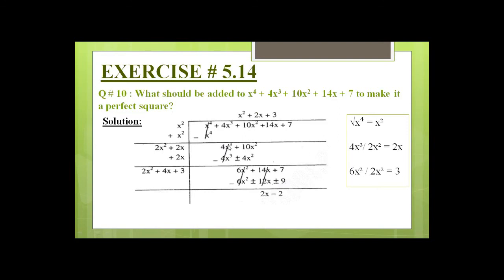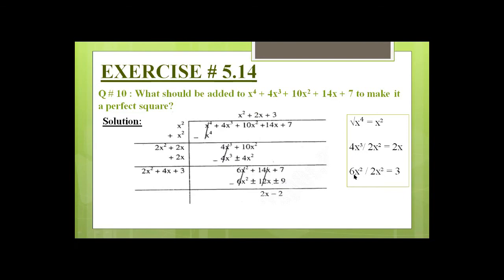Okay, so plus minus will cancel each other, plus minus will cancel each other. No, this is plus 10 minus 4, plus minus minus, 10 minus 4 is 6x square, and then you will write the last two terms, that is plus 14x and plus 7. Now the last step, you will divide 6x square with this first term, that is 2x square. So when you divide 6x square with 2x square, you will get 3.